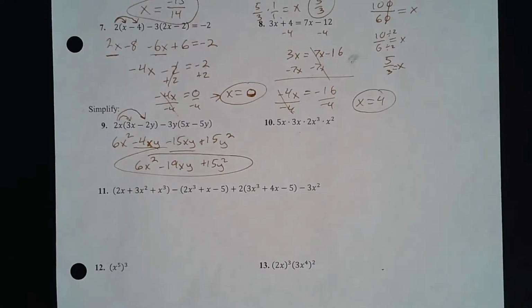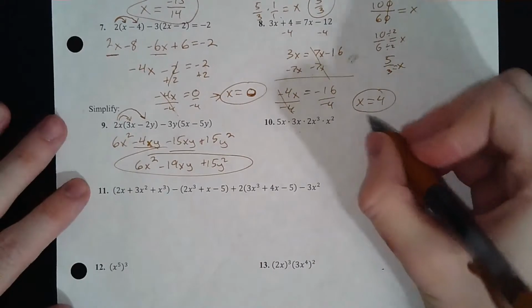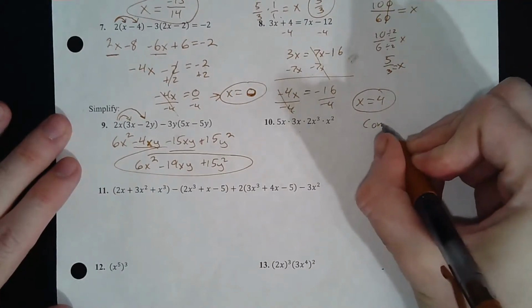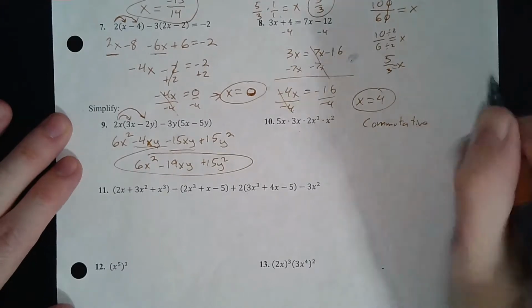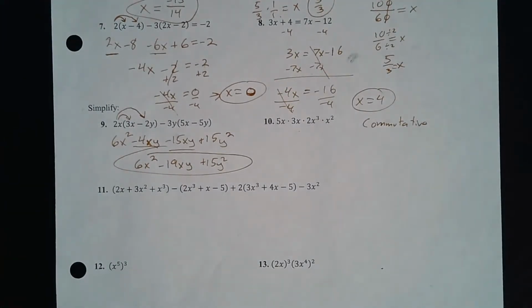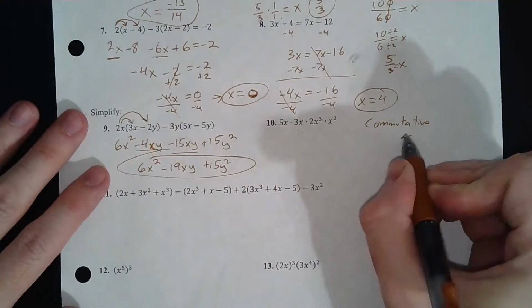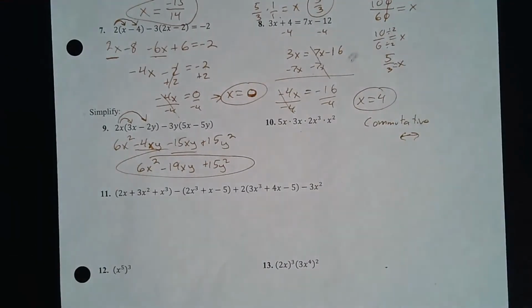Number 10. Number 10 has all multiplication. Multiplication has a property called the commutative property. That's a hard word to spell. Commutative. So commutative means it goes in both directions, like communication, you can commute both ways. So commutative property means you can multiply in any order that you want to.